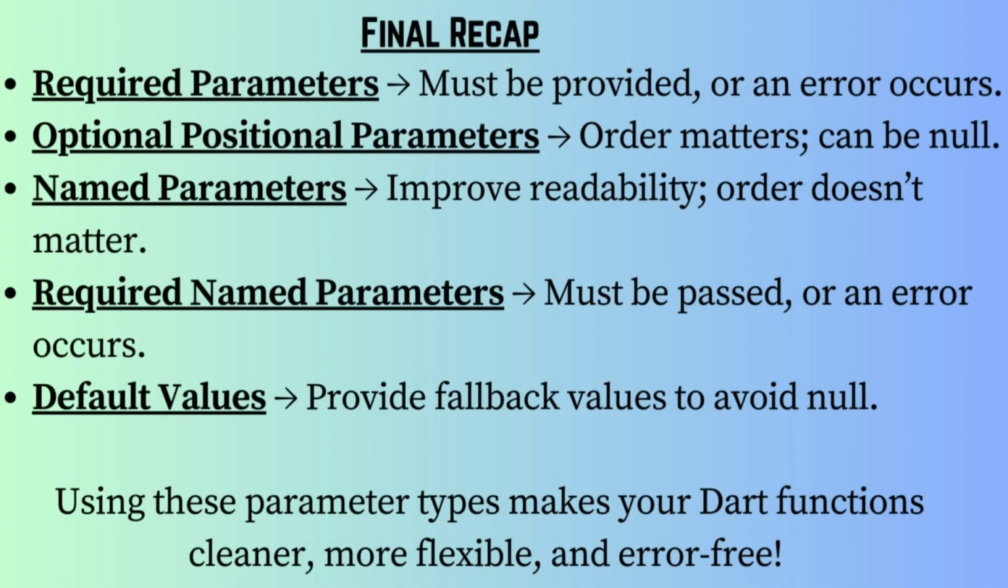Final recap. Required parameters must be provided or an error occurs. Optional positional parameters allow flexibility, but order matters, and they can be null if no value is given. Named parameters improve readability and allow arguments to be passed in any order. Required named parameters ensure important values are always provided, preventing errors. Default values help avoid null values by providing a fallback option when arguments are missing. By understanding these different types of parameters, we can write efficient, error-free, and more readable Dart functions.